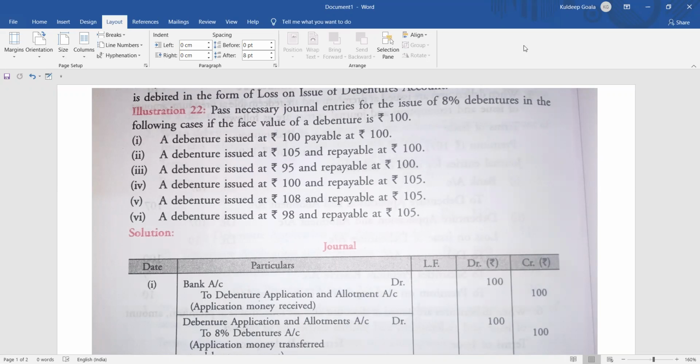Before that, let me tell you a little bit about debenture. As you have already learned in your previous classes, the debenture is a debt instrument, isn't it? Debt instrument means an instrument using which you can raise money from the public, that too as a borrowed fund.